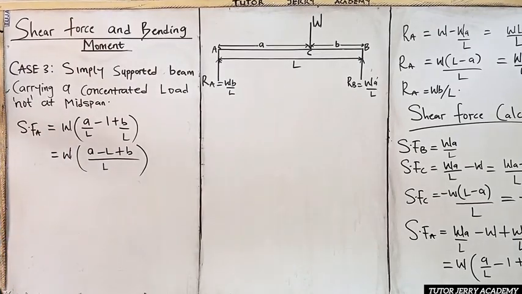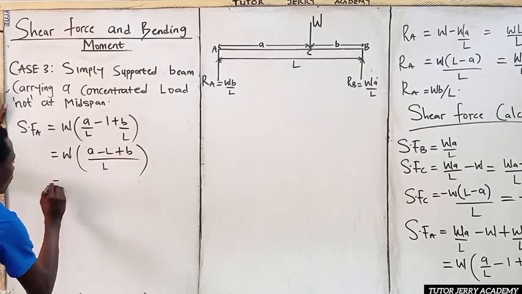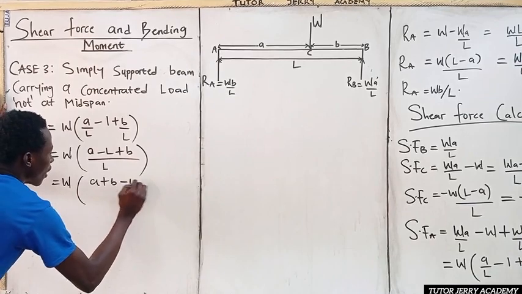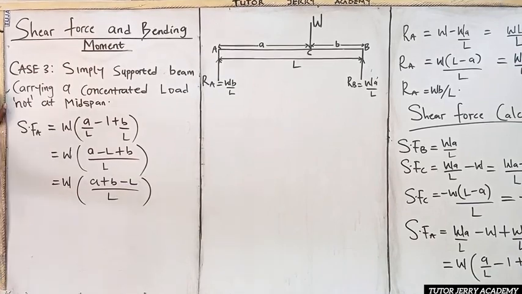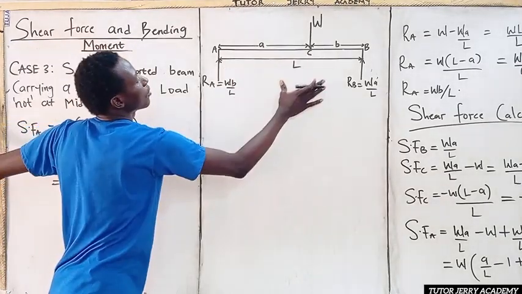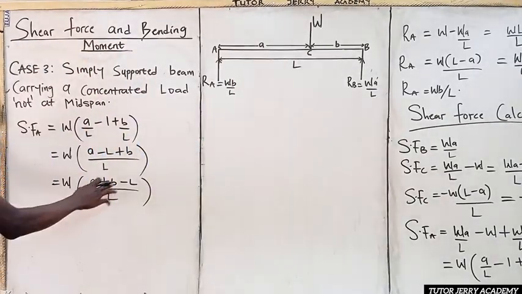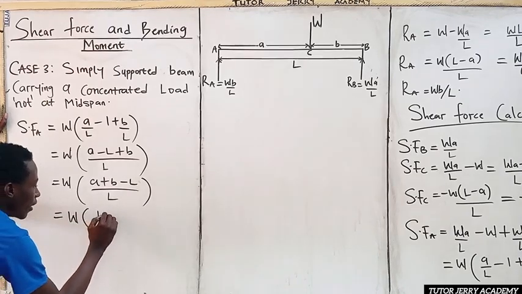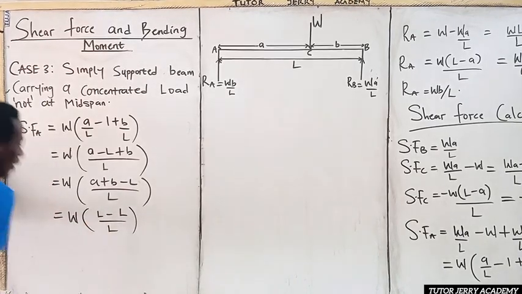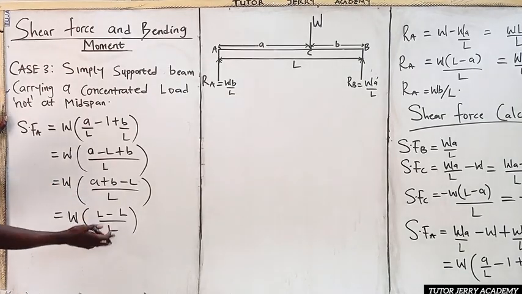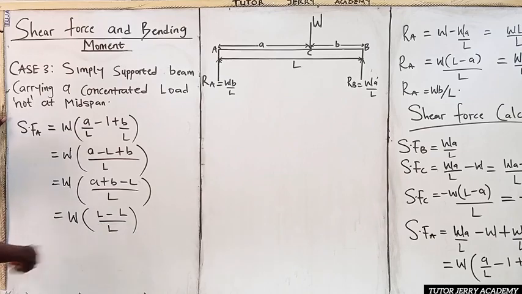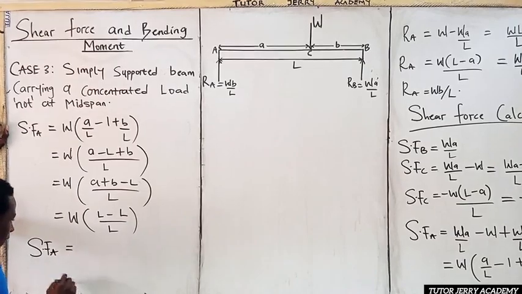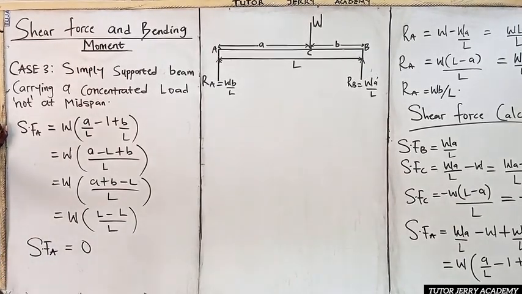So now from here, we can rearrange this to be equal to W into A plus B minus L all over L. So we know that A plus B is nothing but L, which is the total length. So we are going to replace A plus B with L. So this will be equal to W into L minus L all over L. L minus L is nothing but 0. 0 divided by L is 0, and 0 multiplied by W is 0. So our shear force at A is equal to 0.